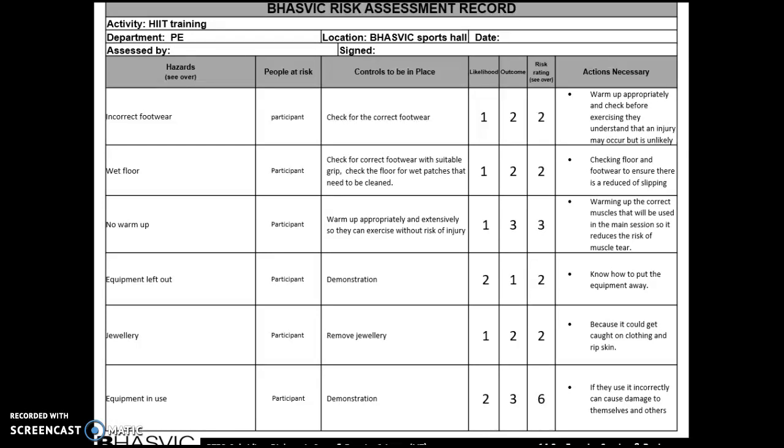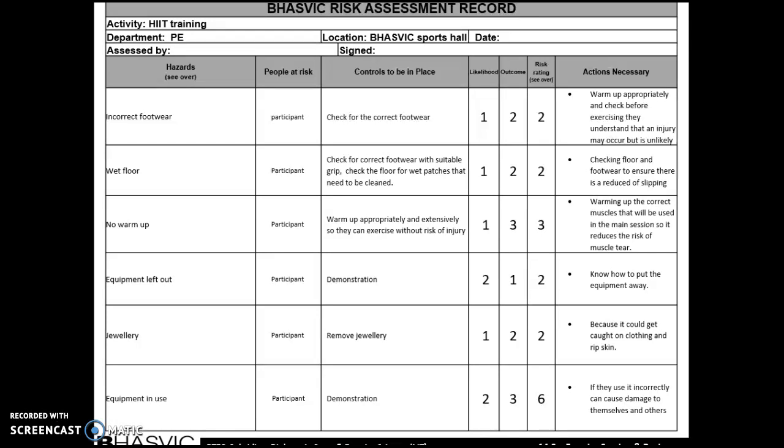So if they don't have any support, then you could easily twist an ankle, which can be quite serious in some cases. For the wet floor, check for correct footwear with suitable grip if the floor is quite slippery, and also check the floor for any wet patches that need to be cleaned. If there's a wet patch, you need to dry it up before the participant starts so they don't slip over and injure themselves.